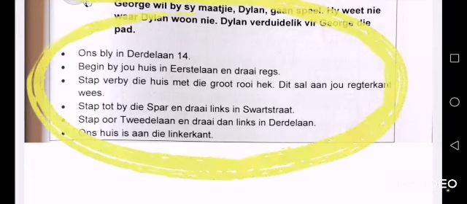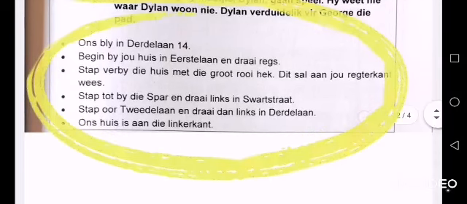Stap verby die huis met die groot rooi hek. Walk past the house with the big red gate. Dit sal aan jou regterkant wees. It will be on your right hand side. Stap tot by die spar en draai links in Swartstraat.